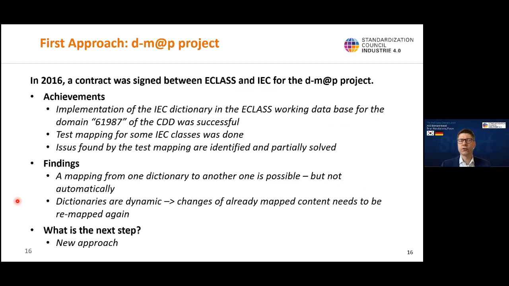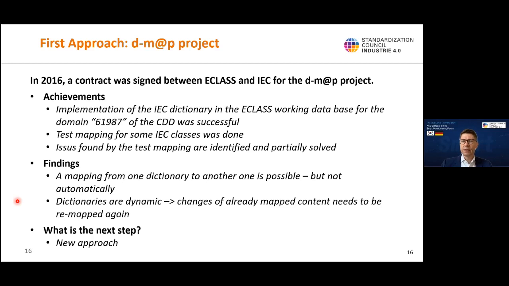A first approach for harmonization between eClass and IEC CDD has been made more than 5 years ago. That was a project called DMAP. And this DMAP project aims at mapping content which is available in both dictionaries in principle, but not in detail, so to do some mapping. Here some achievements have been done, and some success was achieved, but some issues found by the test mapping could be solved only partially.